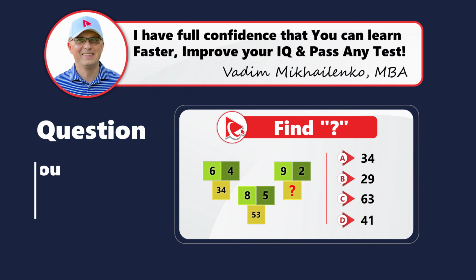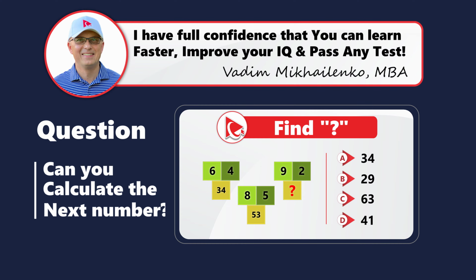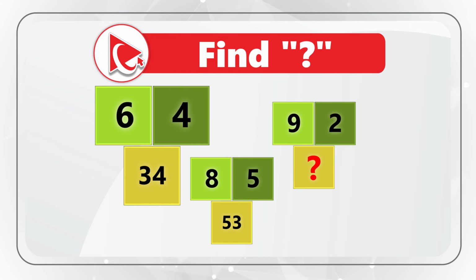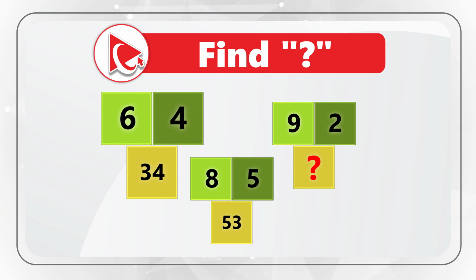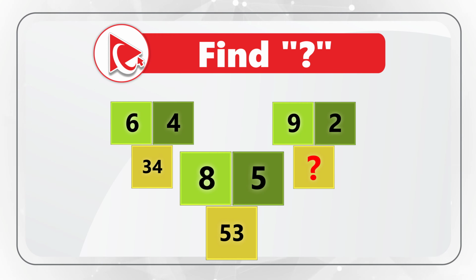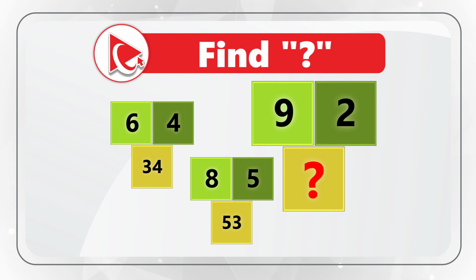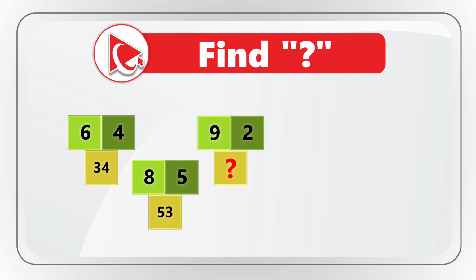Most likely, you will not be able to pass the test without getting questions similar to this one. You're presented with the 3 sets of numbers. Each set has 3 numbers in the group, and 1 number is missing. The first set has numbers 6, 4, and 34. The second set has numbers 8, 5, and 53. And the last set has numbers 9, 2, and the final number in the third set is missing. You need to calculate the missing number and select it out of 4 possible choices.